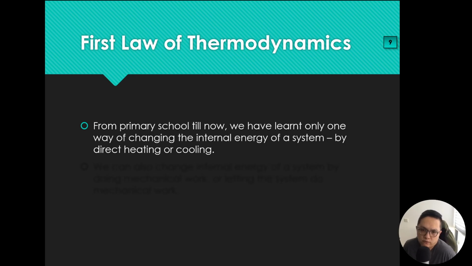Okay, we're going to move on to the first law of thermodynamics. From primary school until now, we have only learned one way of changing the internal energy of a system, by direct heating or cooling. If I want the gas to gain temperature, I supply heat directly to the system. Literally put a flame below it or put it into a heater. If I want to cool it down, I put it in an ice bath or in the fridge or something like that. So that's the only way to change internal energy of a system so far.